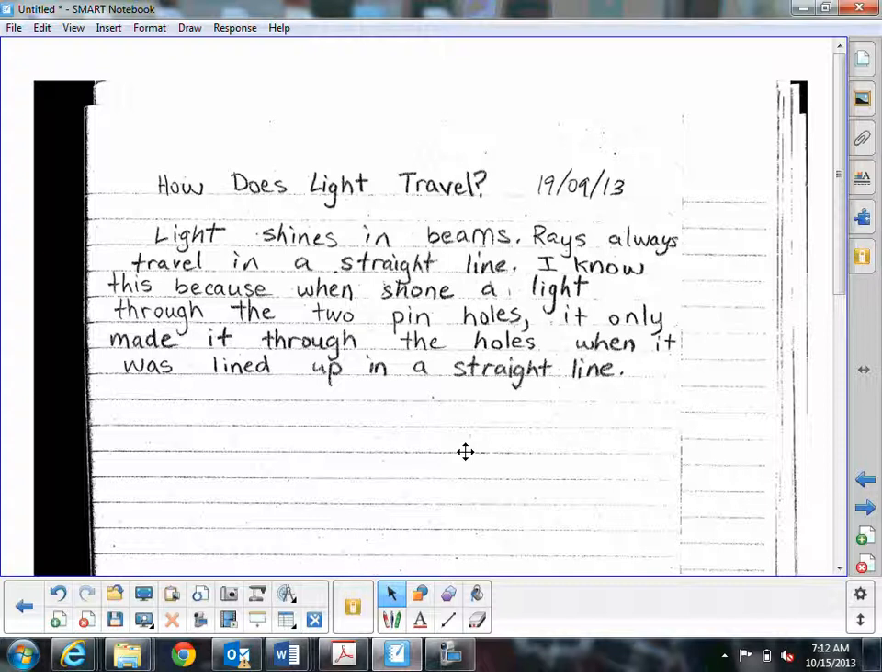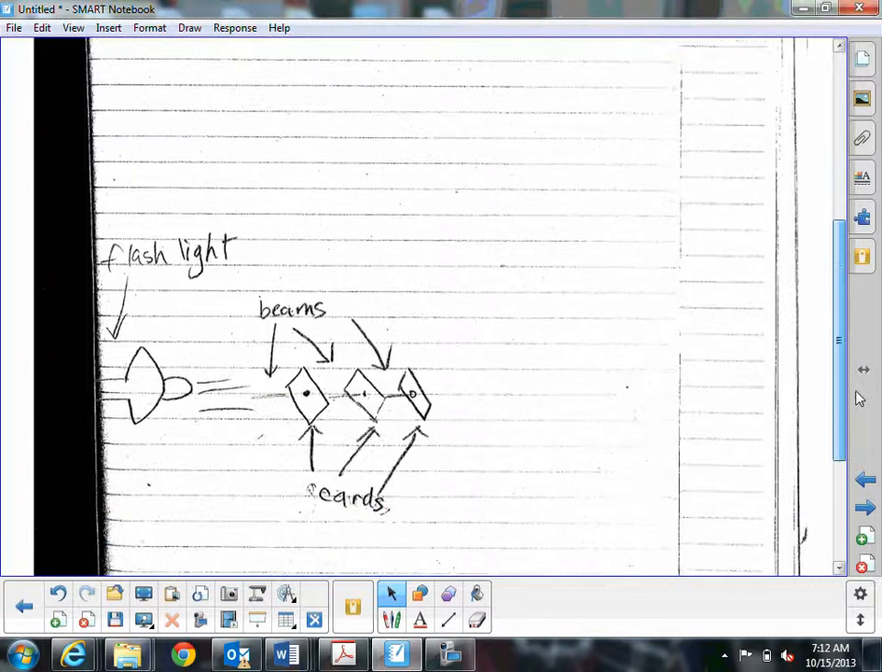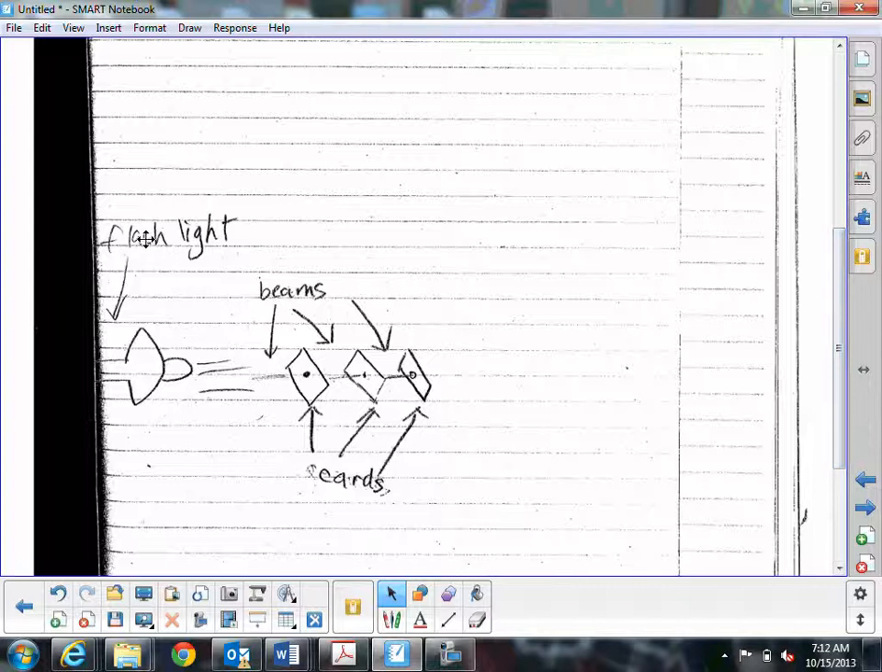I know this because when I shone a light through the 2 pinholes, it only made it through the holes when it was lined up in a straight line. This was accompanied by a diagram, which is done correctly here. You have the flashlight right there, the beam of light traveling in a straight line, and it's only passing through the holes when the holes are lined up.